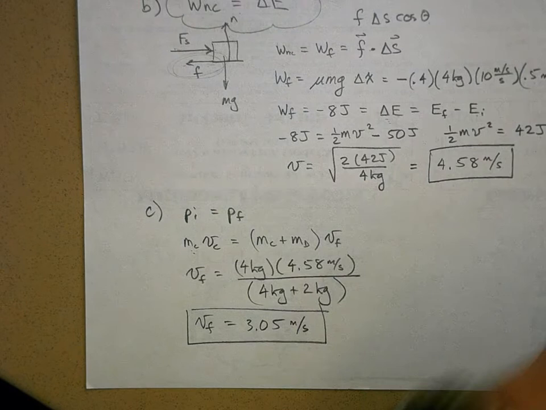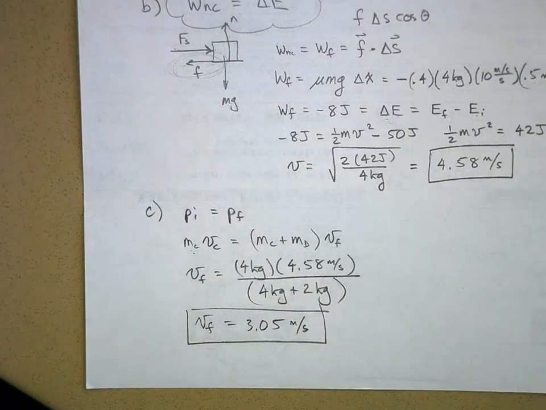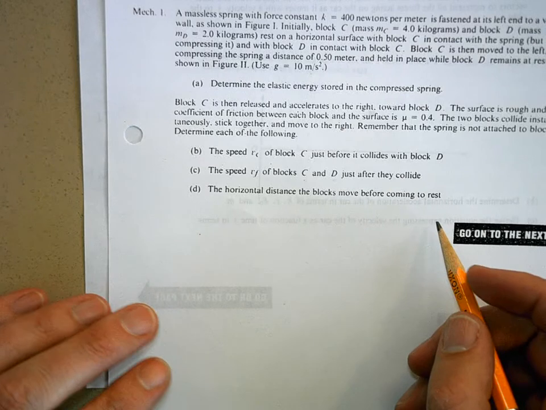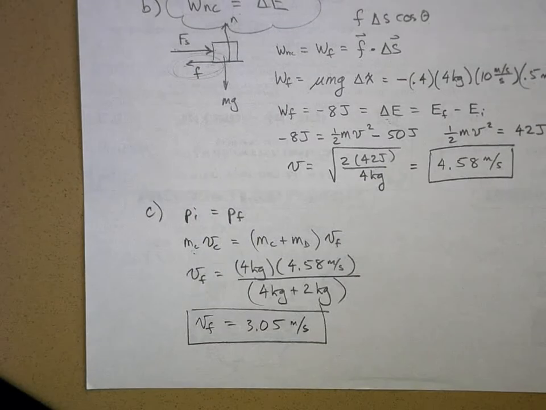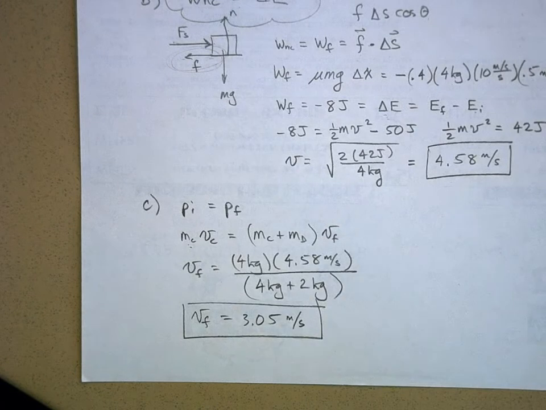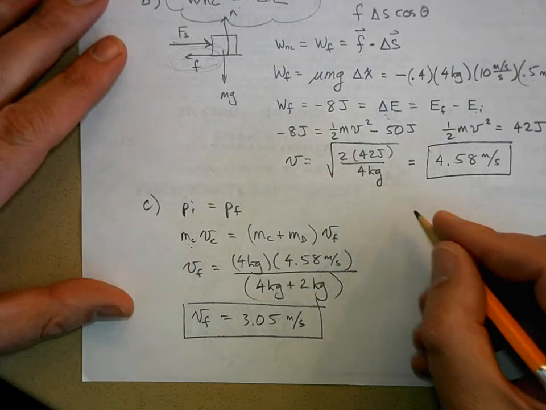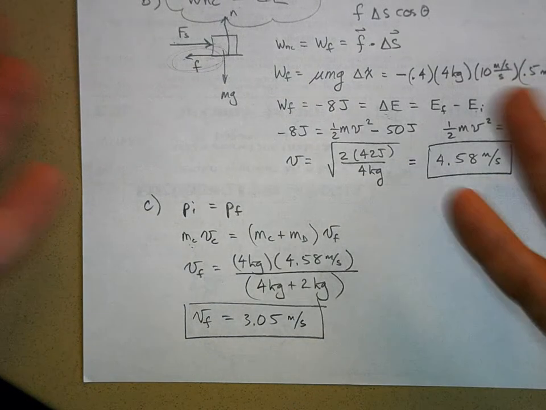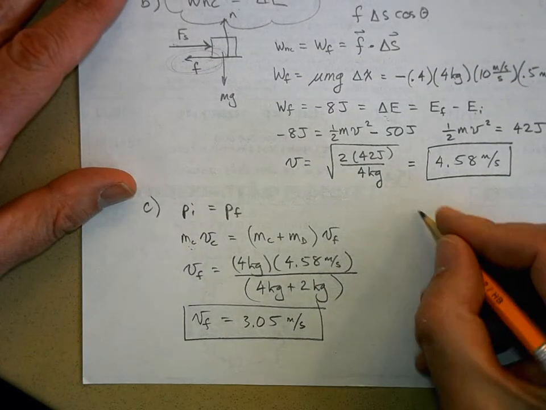What's the other one? Part D. The horizontal distance the blocks move before coming to rest. You can do this 2 different ways. I did everything else with energy. I'll go ahead and use force with the kinematic equations, but you don't have to. If it was just up to me, I'd probably use energy, but I've already shown energy, so it'd be a good review to do force.